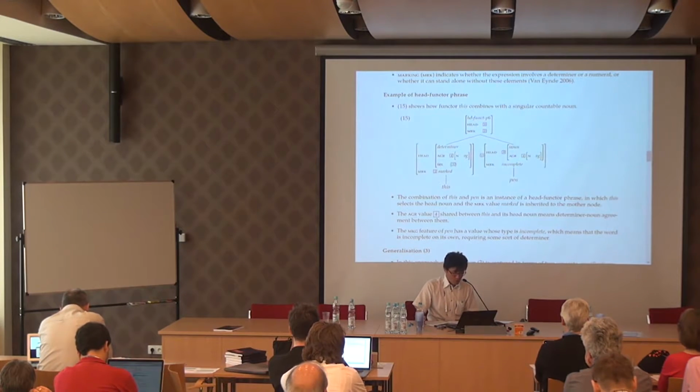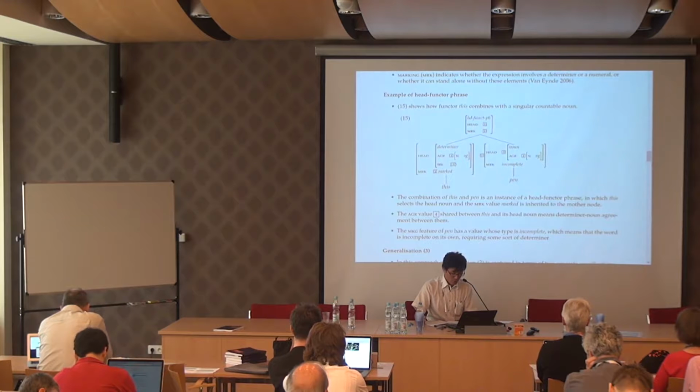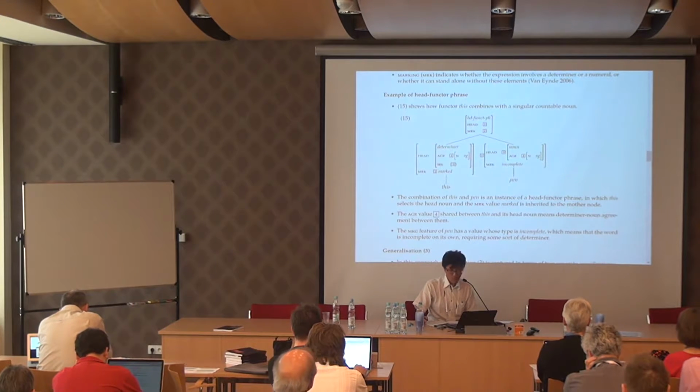This is how a determiner combines with a singular countable noun, and in this analysis, the generalization we saw in number 3 is captured in terms of 2 separate specifications. The one is the determiner requirement of a singular countable noun, which is represented by the incomplete value of the marking feature of the head nominal. The second one is the determiner-noun agreement, which is represented by the shared value of the agreement feature between the determiner and the head noun.